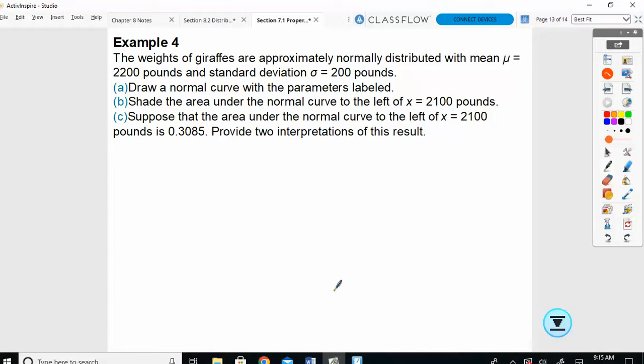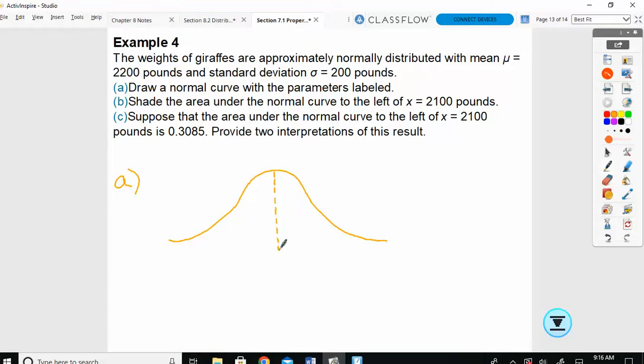So the last example for section 1. The weights of giraffes are approximately normally distributed with a mean of 2,200 pounds and a standard deviation of 200 pounds. Draw a normal curve with the parameters labeled. So what I'm expecting when you draw the curve: a normal curve, so we're looking for a bell-shaped curve. Okay, as close as you can get.